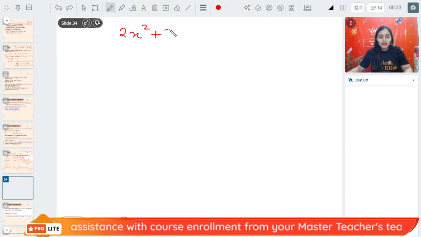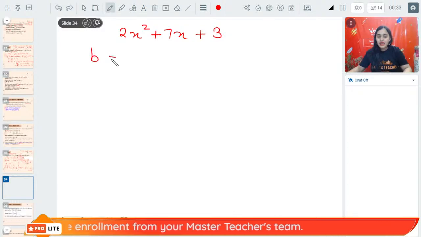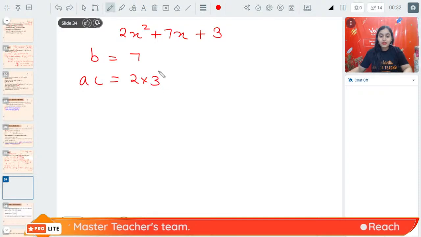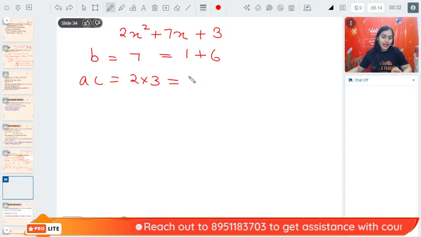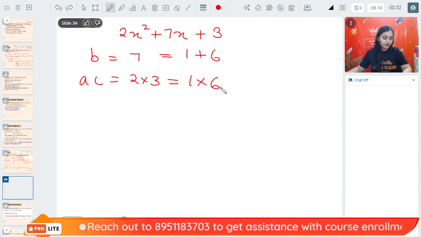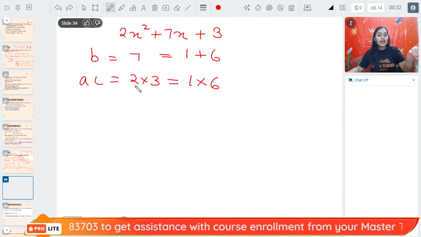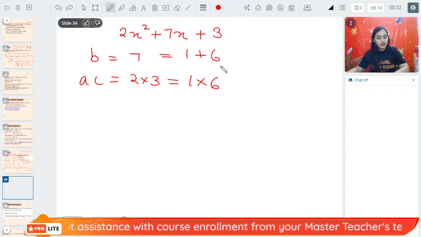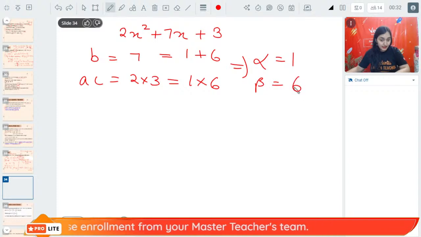Everybody understood? Let me explain you once again what we are doing over here. 2x square plus 7x plus 3. This is our equation. Now b is equal to 7. AC is equal to 2 into 3. Now 7 can be written as 1 plus 6 and 2 into 3 can be written as 1 into 6. This implies that alpha is 1, beta is 6.